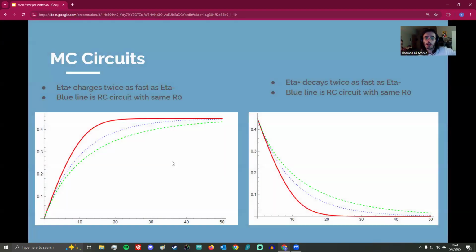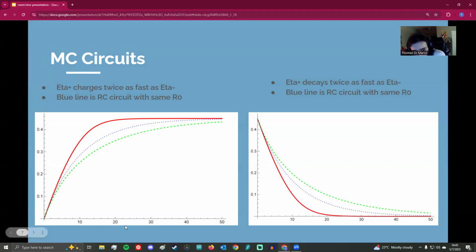What else did I do? I also modeled MC circuits, or memristor capacitor circuits. This is a pretty common thing to do in intro E&M or electronics labs, playing with MC, RC, or LC circuits.